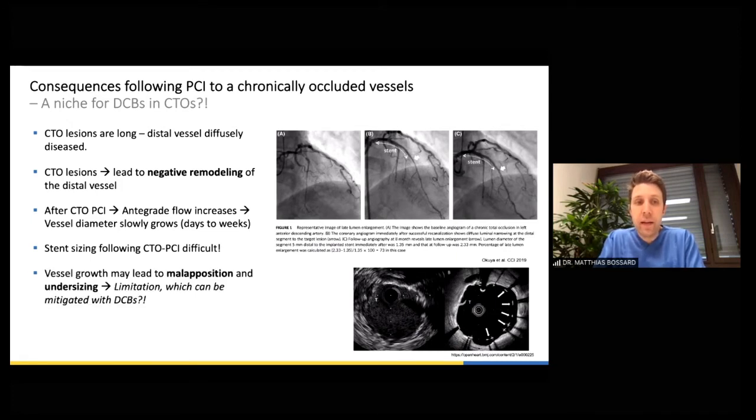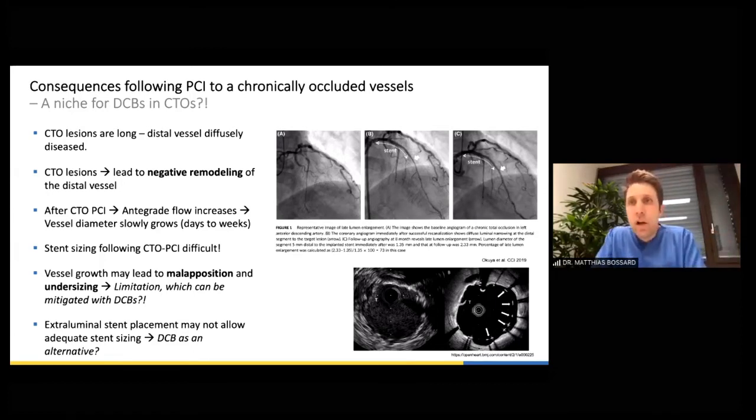or undersizing, and this directly leads to the question: is that actually the room where drug-coated balloons could be very helpful in those lesions? And also, often you have to place drug-eluting stents in an extraluminal room, which also limits appropriate sizing. And there's also the question if that's an option to use a drug-coated balloon there and not have a stent, which ultimately ends up being malapposed and undersized.